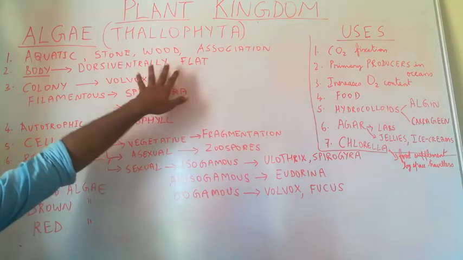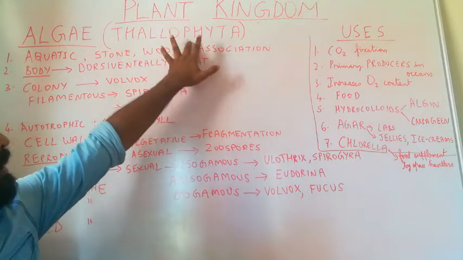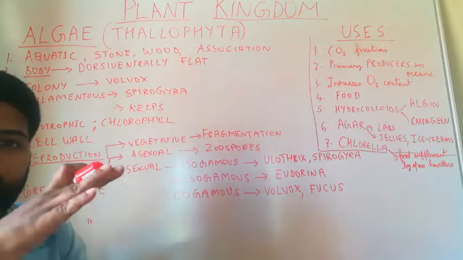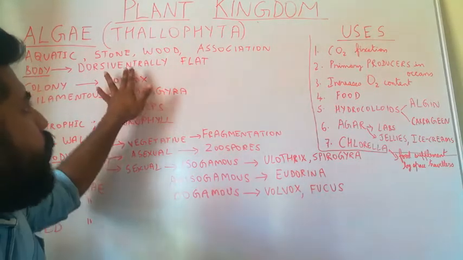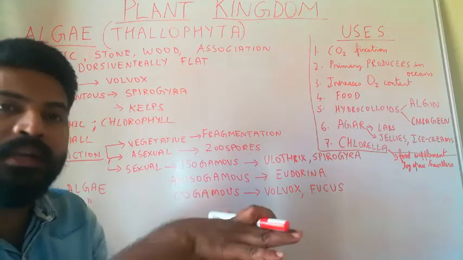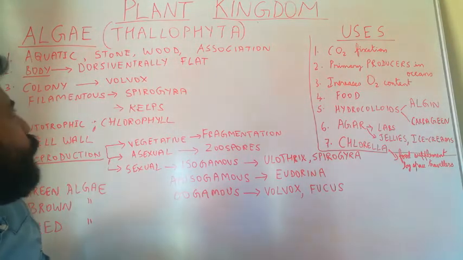They get their name Thallophyta. Phyta means plant, thallos means flat. The body is flat. It is dorsiventrally flattened. So that is why they are called as the Thallophyta.